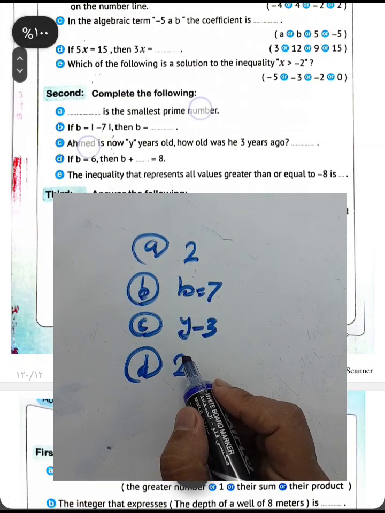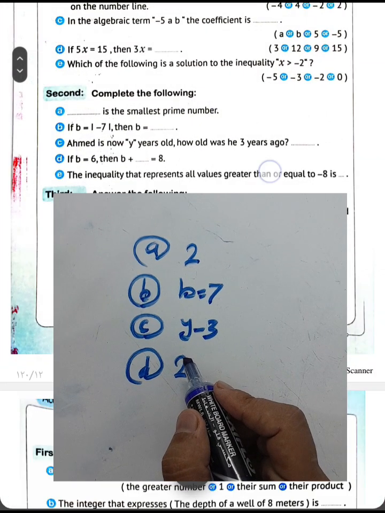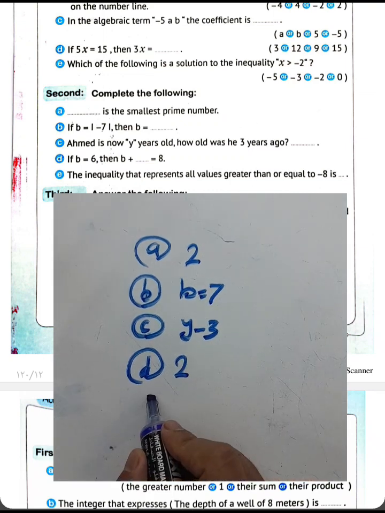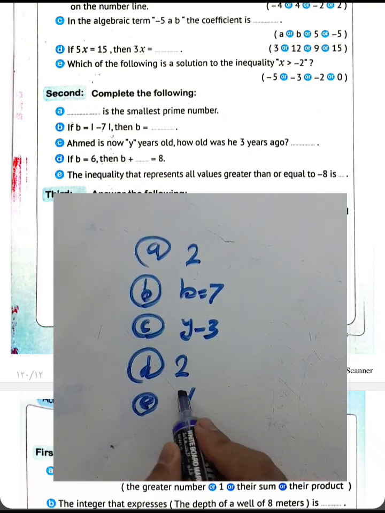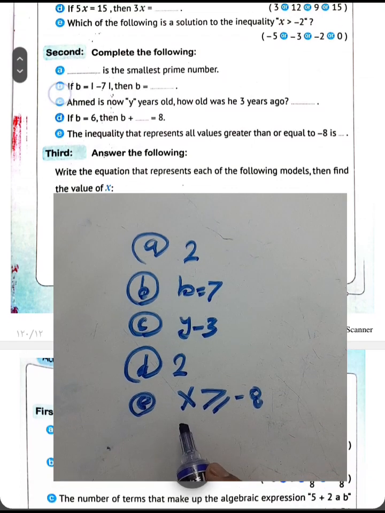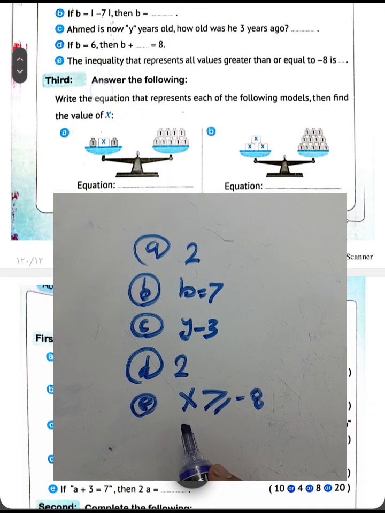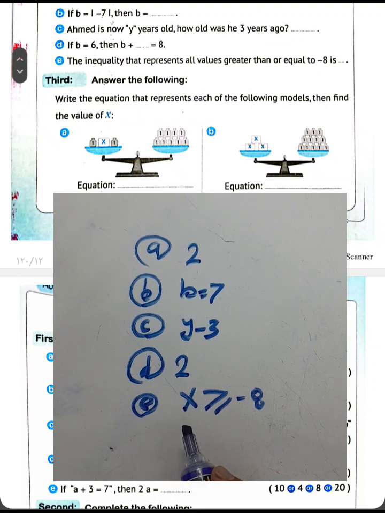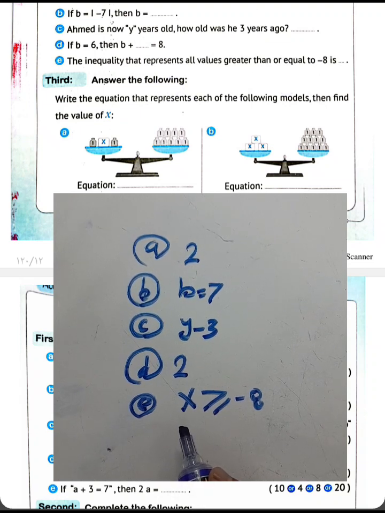Letter E, the inequality that represents all values greater than or equal to -8. About letter E, x greater than or equal to -8. Third question, answer the following. Write the equations that represent each of the following models and find the value of x.